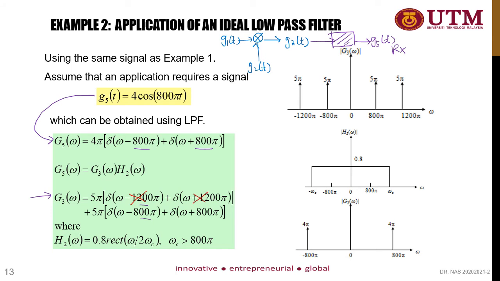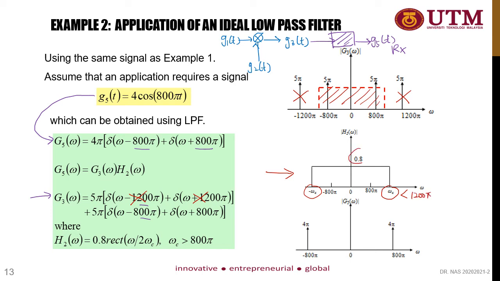So in order to do this, you need to apply a filter. The filter will only allow the lower frequency component inside the filter and remove the higher frequency component. This is how the filter response looks like, in which the cutoff frequency must be larger than 800 pi but lower than 1200 pi.